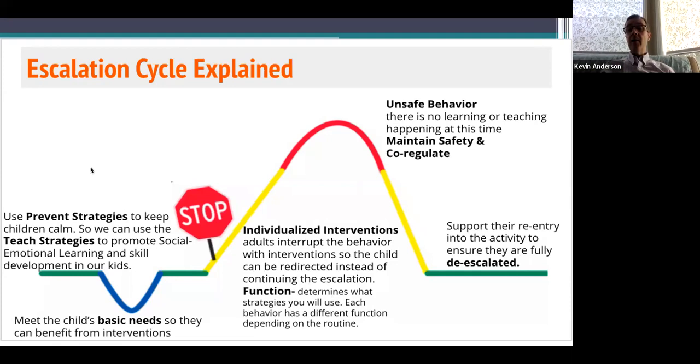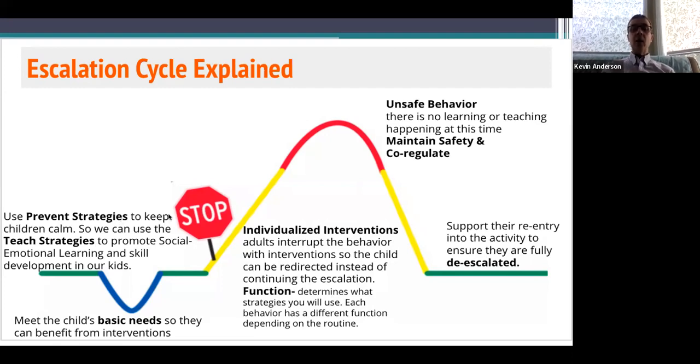So one of the most important pieces of this cycle when you hear about these zones and the escalation cycle is that really the most important piece for us is when children are in that green zone is when we have to do our work.